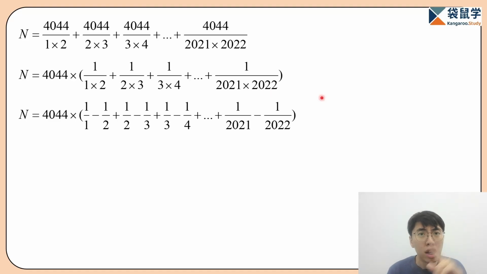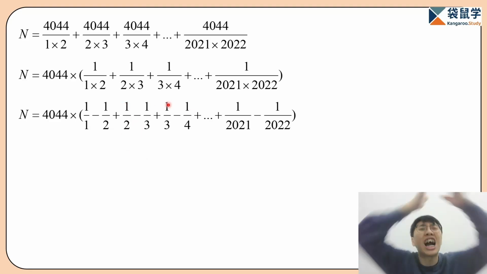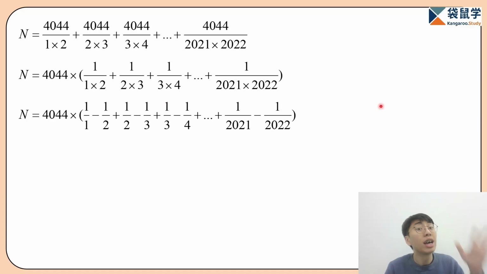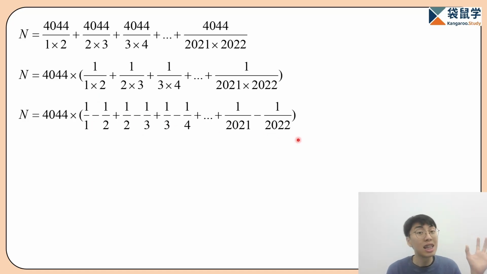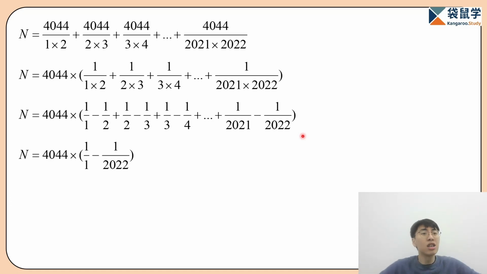And everybody, let's take a look at this picture now. What do we see in this equation? Oh, minus 1 over 2 plus 1 over 2, minus 1 over 3 plus 1 over 3, and so on. They all can be cancelled out. So what will be left? Everything in the middle will be cancelled out. What's left is just the first term and the last one. And that gives us this.